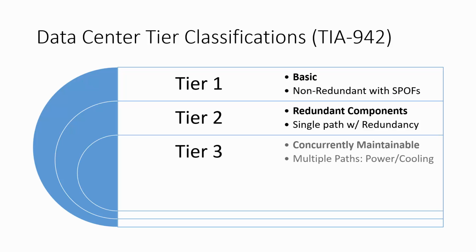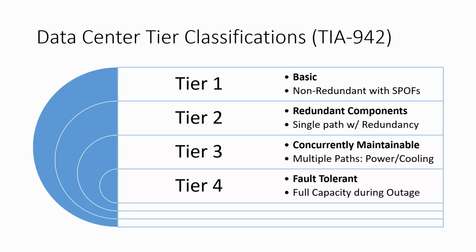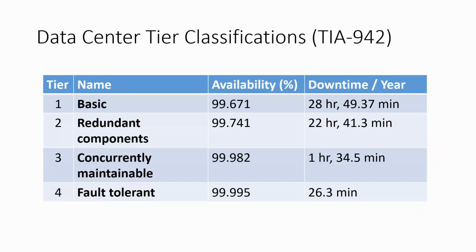In tier 3, there are multiple concurrently maintainable paths for power and cooling which allow these components to be serviced without having any downtime in the data center. And in tier 4, you have a fault tolerant data center which can experience an unplanned outage but will still be able to run at full capacity. Now this is the one which has the least amount of downtime and the most availability of all of the tiers. Okay, so let's look at their specifications.